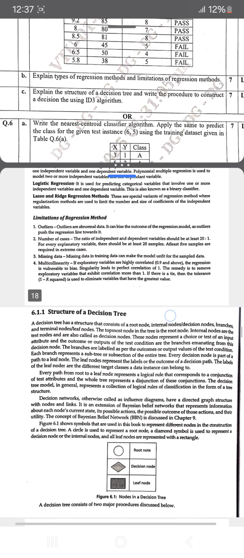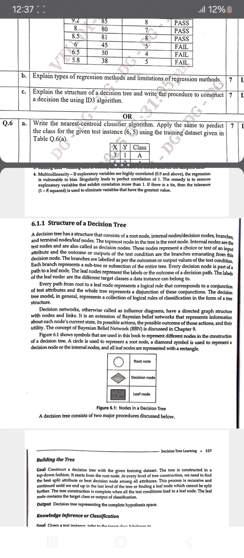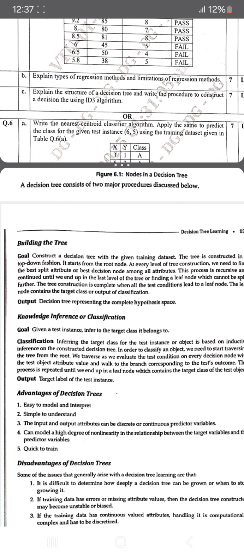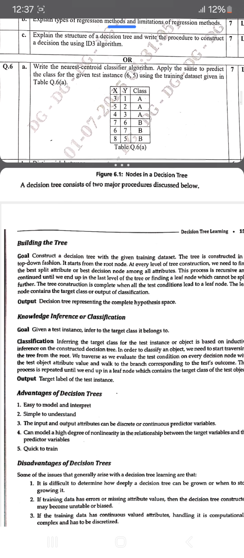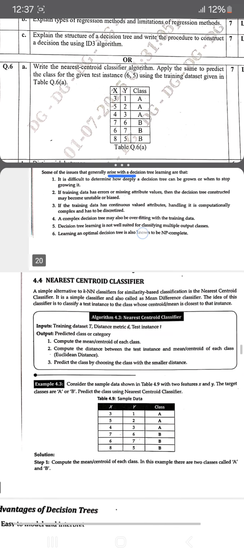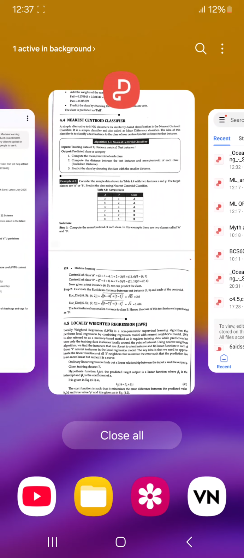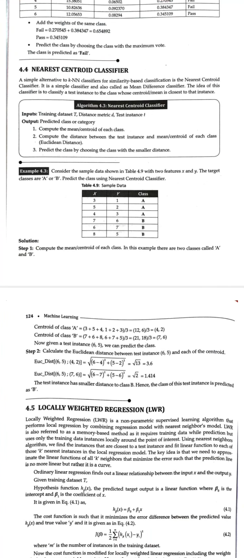Then structure of the decision tree. You can write the theory and diagram. Then building of the tree, the algorithm or the procedure to construct it. Then nearest centroid. Okay, nearest centroid. See, here is the solution for the nearest centroid classifier.